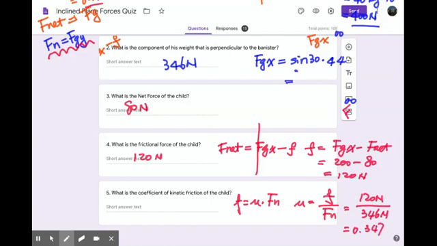If you get a number which is bigger than 1, it's definitely wrong. So 0.347. You can use this to study for your quiz tomorrow. And remember, your quiz is going to be the same question, but different numbers.